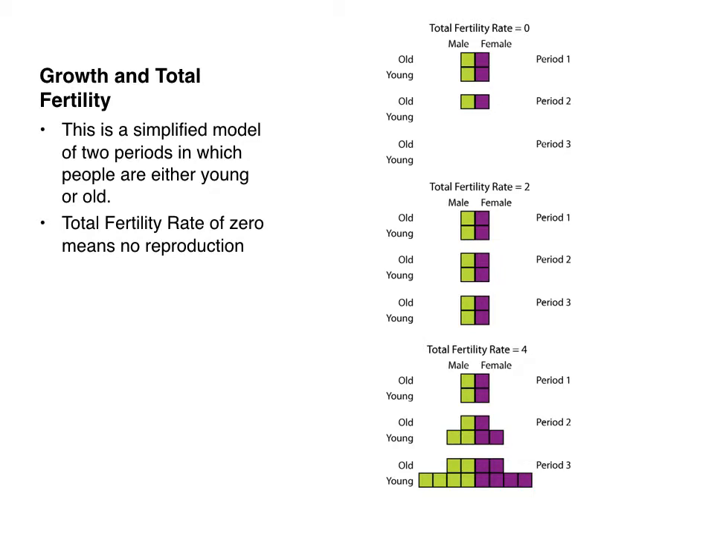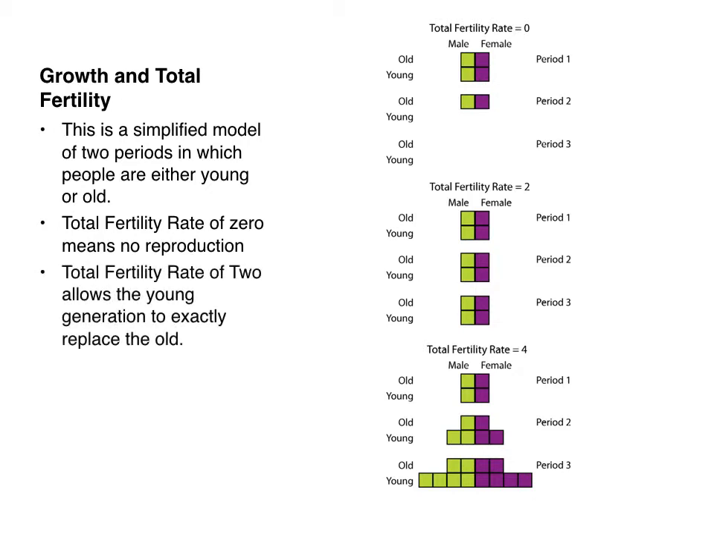So when we have a fertility rate of 0, that is no reproduction at all. Let's see, in period 2, those who are old in period 1 die, and those who are young in period 2 become old, and there are no new young people. So the population will not necessarily even out. It will just pretty much die out almost. Now, a total fertility rate of 2 allows the young generation to exactly replace the old.